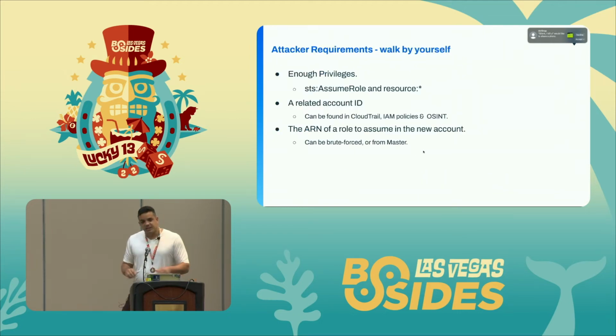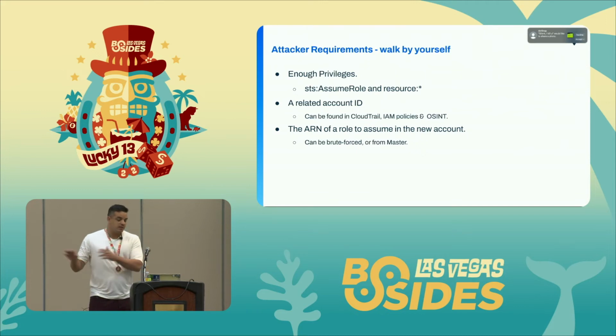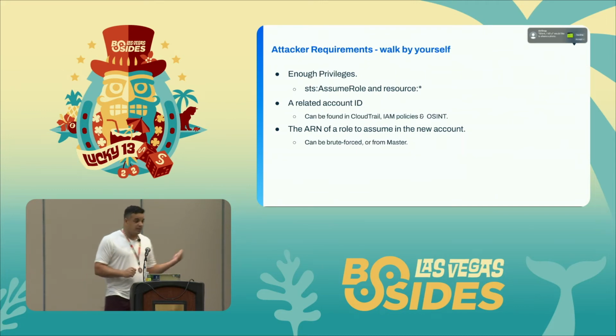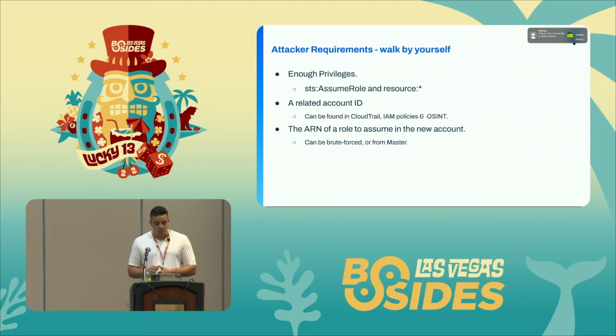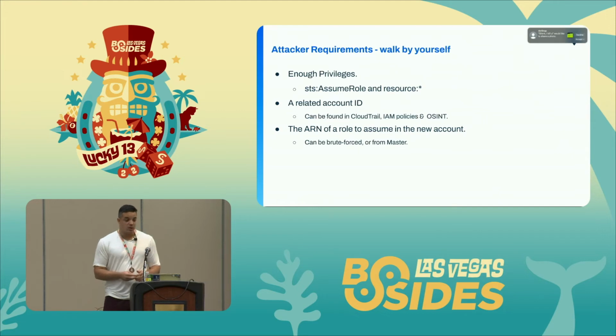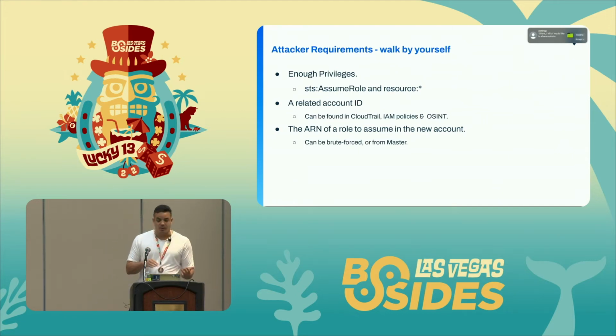So what are the attacker requirements to make this thing work? He has to have enough privilege on AWS. So he must have STS assume role and preferably resource star. That means that he can assume a role in any resource. And he also has to know a related account in the same organization. This can be found in CloudTrail, IAM policies, and through OSINT.